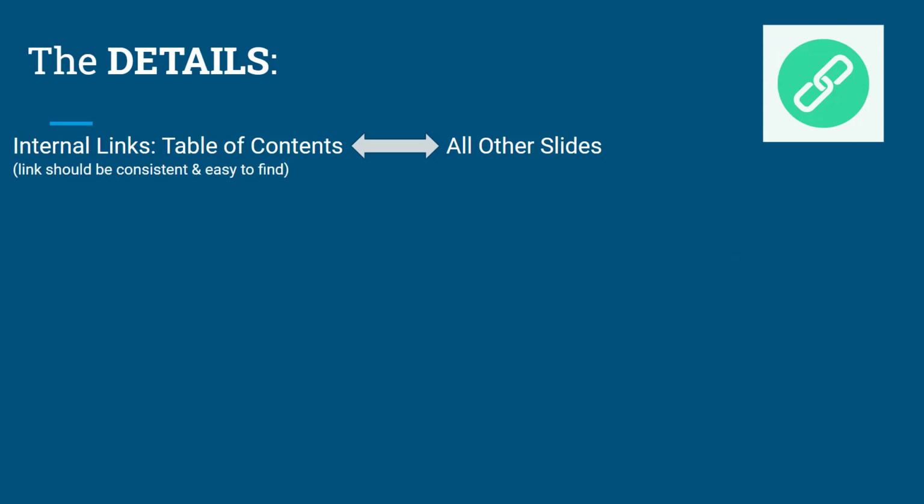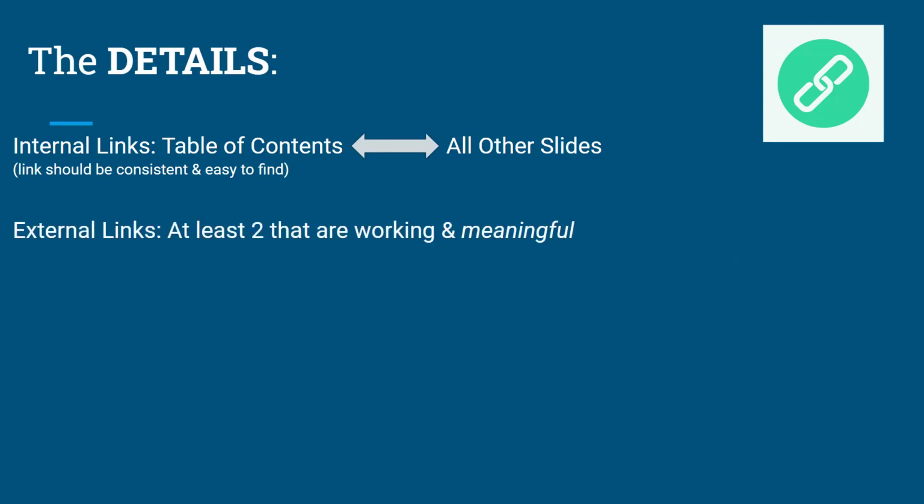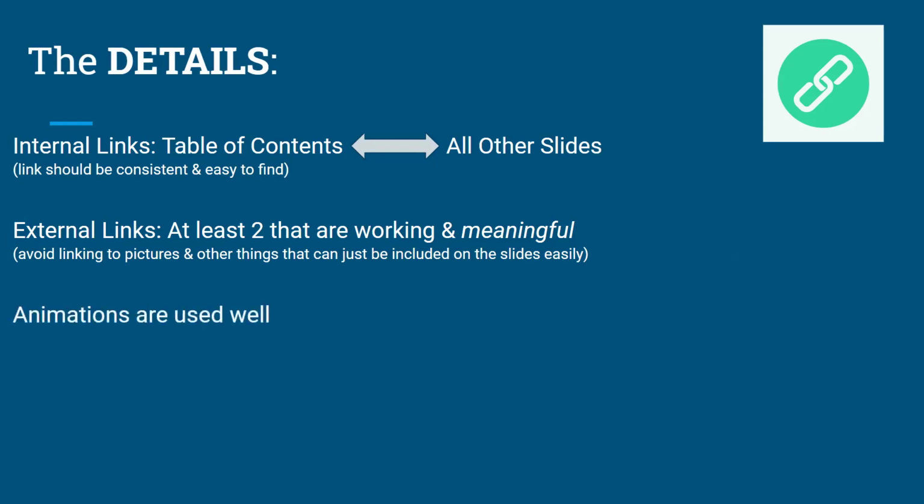Okay, they need to be consistent and easy to find. You can see how I have that link icon in the upper right-hand corner. That would be something like that. It will be in a consistent, easy to find place on all of your slides so that we know where to find it. You also need to have two external links. These are working and meaningful exterior links that will take the reader somewhere else. It could be a diagram, a website, or an explanatory GIF or animation of something that's going on. Those would actually link outside of your presentation into some sort of web-based application.